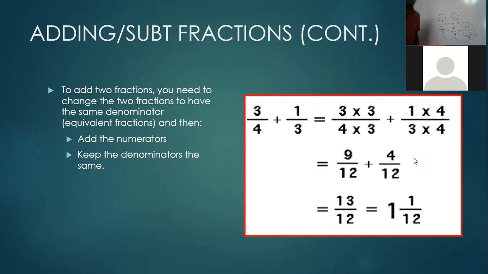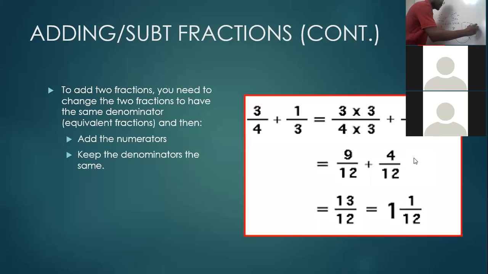And when you have two bottom numbers that are the same, 12, 12, 12, all right, this is called an improper fraction. I know that because the number on top is bigger.